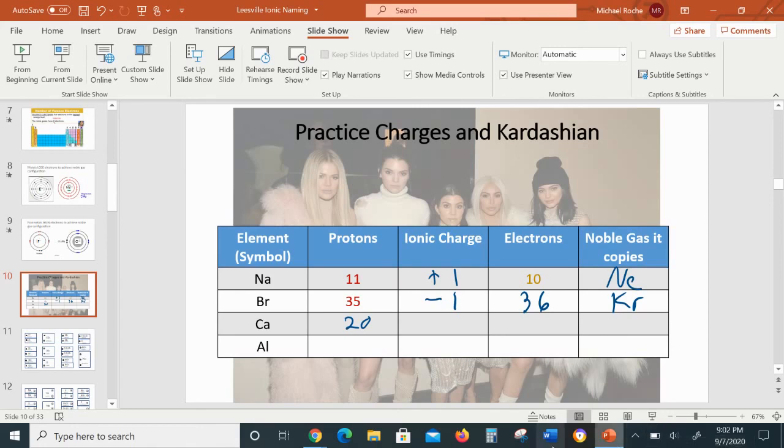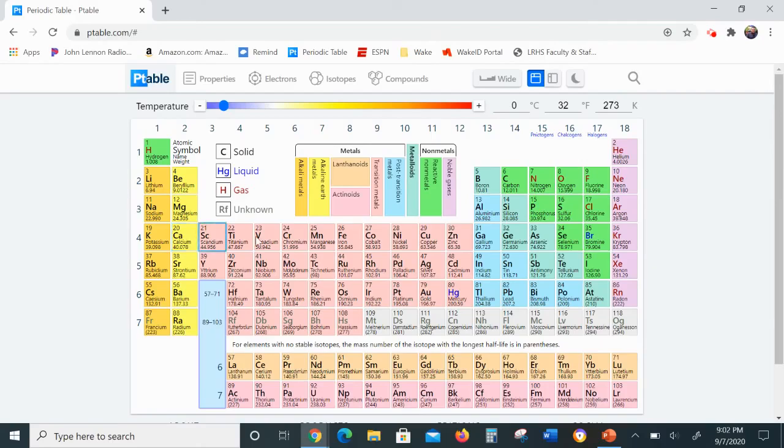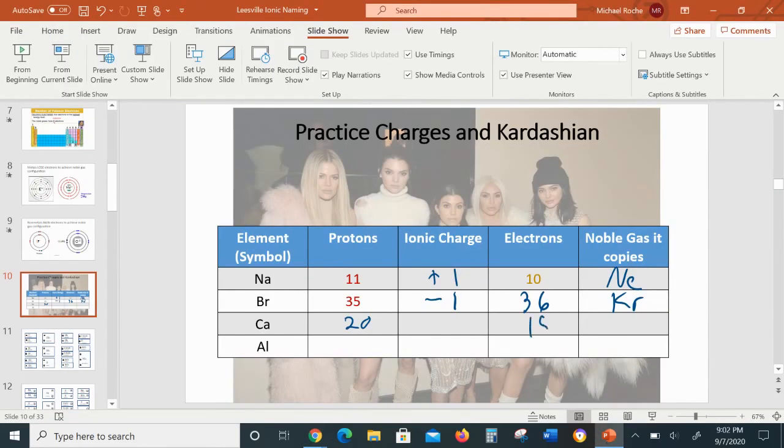Now, what's the charge going to be? Well, let's take a look at calcium again. So calcium's here. Does it want to go all the way, this long way to get to krypton? No. It can go backwards too. 20 can go backwards to 18 and become like argon. That's much easier. So it wants 18 electrons to be like the noble gas argon. We figured that out. 18 electrons to be like argon. So what's the charge going to be if it has 18 electrons and 20 protons? That would be a +2. So calcium would have a +2.